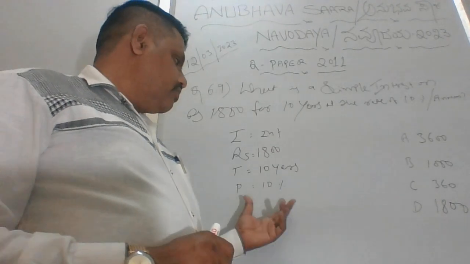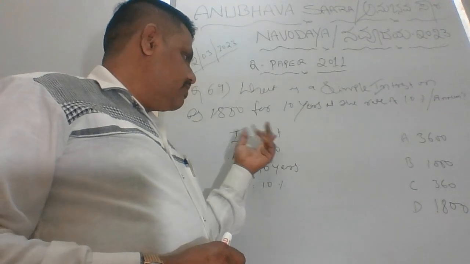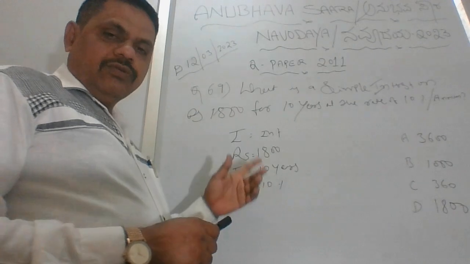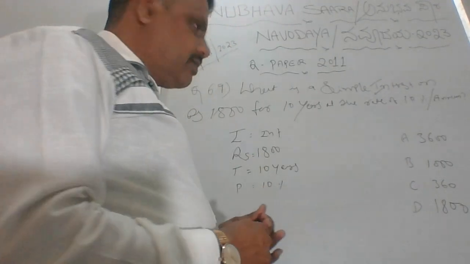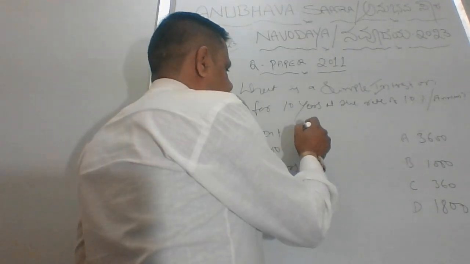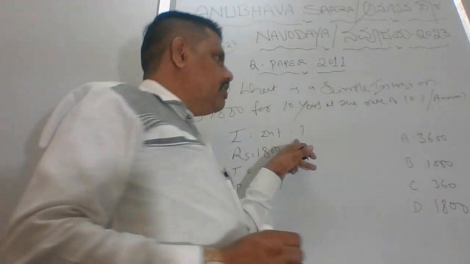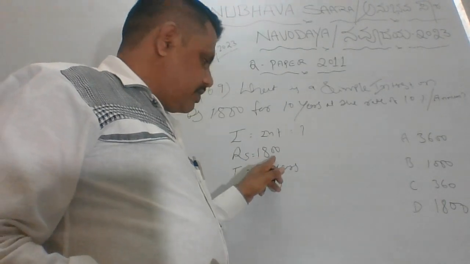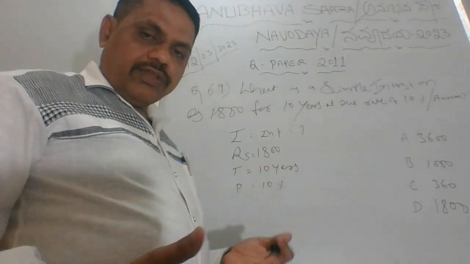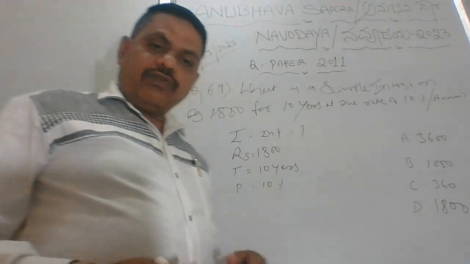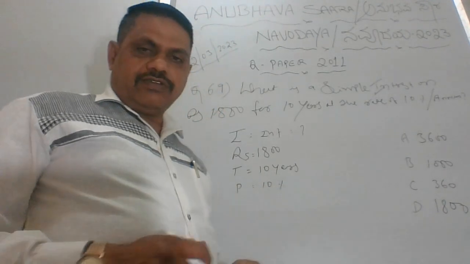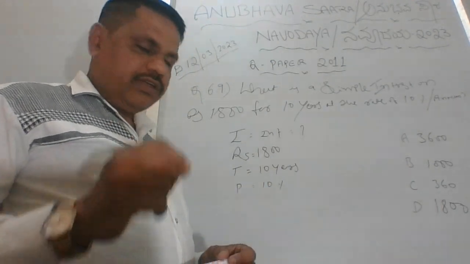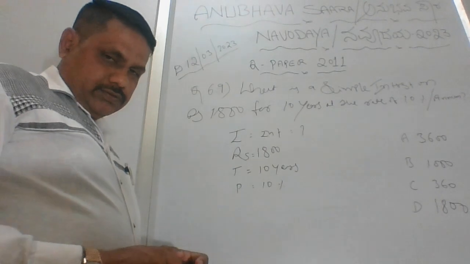Got my point? So we have to check the interest, how much it is. This is the question. We have to check the simple interest on what? Rupees 1800 for how many years? For 10 years. For how many percent? For 10%.